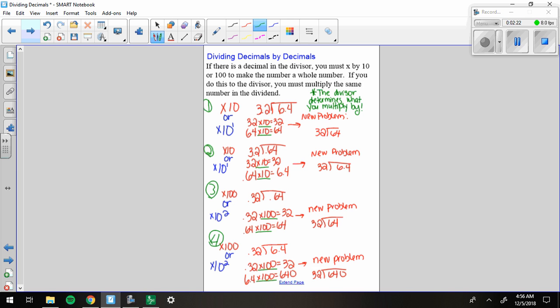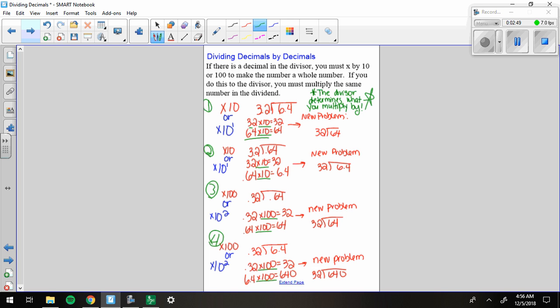For that first problem, we have to multiply 3 2/10 by 10 in order to make it a whole number. So I did that here. 3 2/10 times 10 equals 32. Whatever I do to my divisor, I have to do to my dividend. So I did the same thing to my dividend. 6 4/10 times 10 equals 64.